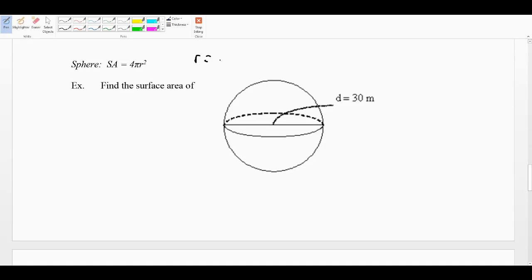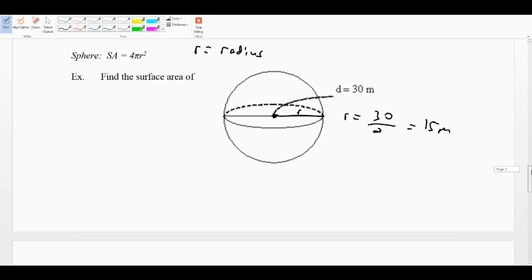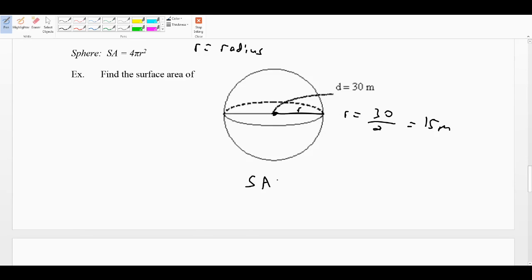Another thing to remember is the r is the radius. Now, since we're given the diameter is 30 meters, so that's all the way across. The radius is halfway across. So to get the radius, you take the diameter and divide it by 2, which is going to be 15 meters. So that's the only thing we have to worry about. So in this case, my surface area is going to be 4 times, instead of pi, we're going to use 3.14, and then r squared, r is 15. It's not 30, it's 15.